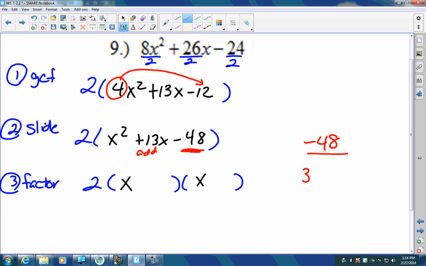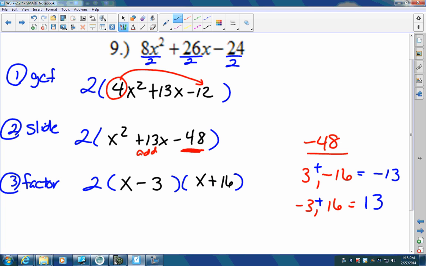Now, if I take 3 and negative 16, if I add them together, what do they give me? Negative 13. I could scroll back up and look the other way, but if I know this, all I have to do is switch the signs. Negative 3 and positive 16. When I add those together now, I get positive 13. That's what I'm looking for, right? So I'm going to put in there negative 3 and positive 16.